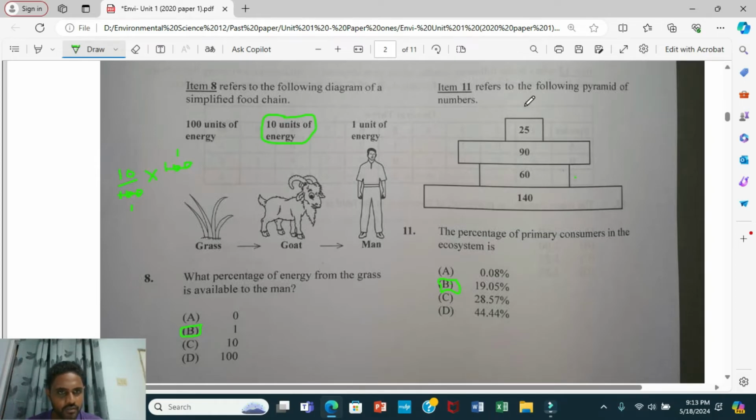Of course, you would add up all of these here, and then the 60 here, you find the percentage of the 60. So of course, 140 plus 60 plus 90 plus 25 would equal 315, right? So it would be 60 over 315, times 100. After I cancel these out now, you should get 19.05. All right, let's proceed.